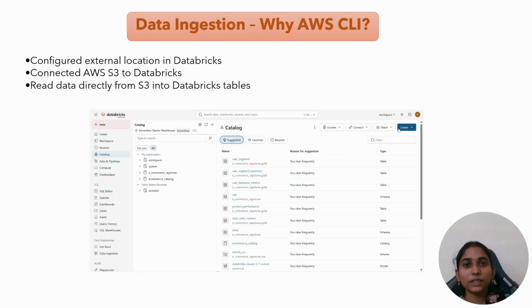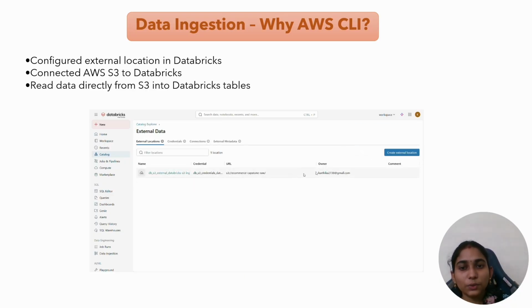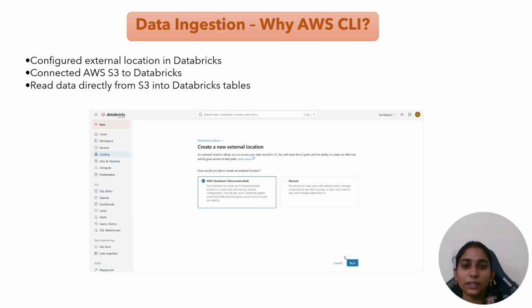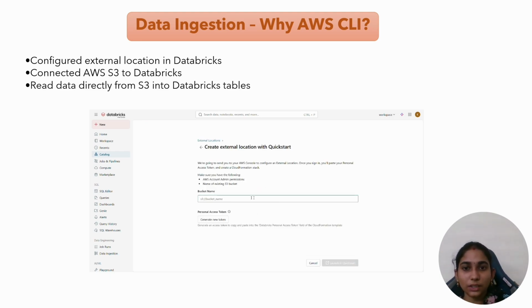After uploading data to S3, I connected the S3 data to Databricks using an external location. This S3 data then became my raw data source, which I used for further processing in the bronze layer.